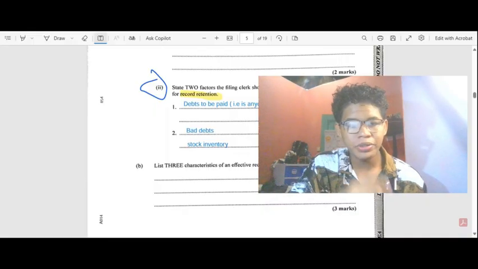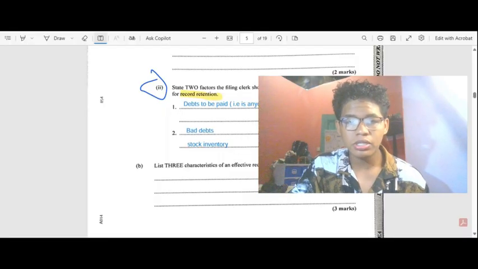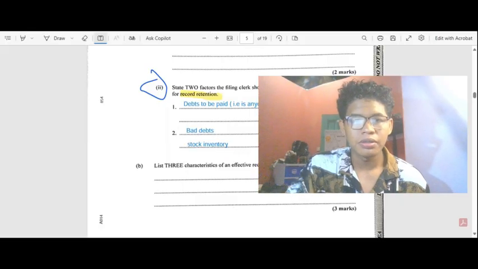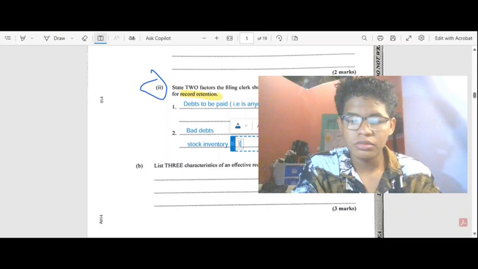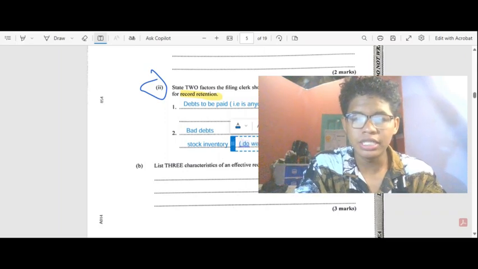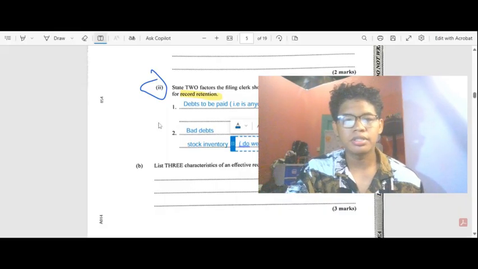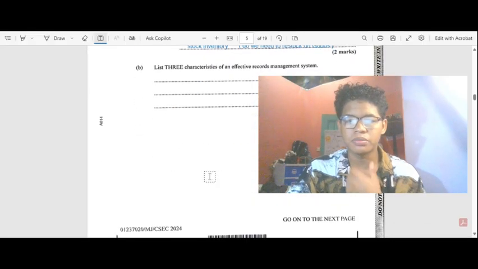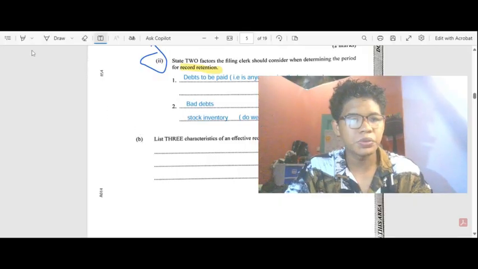And also, the third and most important thing I like to consider is the stock inventory. The stock inventory is the amount of goods that you have within the business. So something that a filing clerk should consider is: do we need to restock on goods? That is something they also need to take into consideration. So this is not hard, at least for this one.